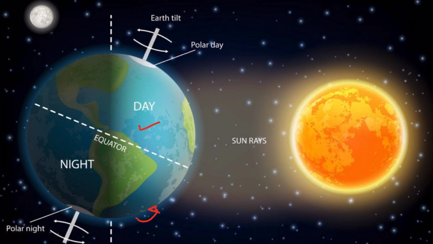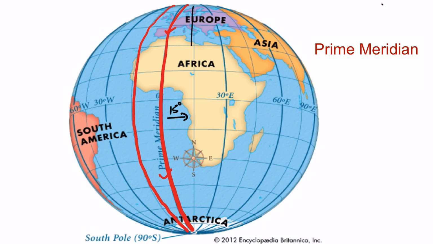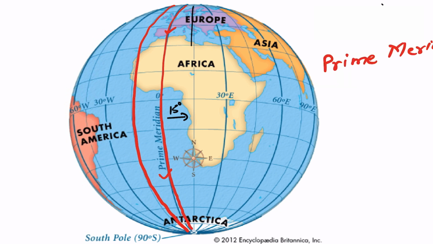So, to make things easier, we have divided the earth into imaginary lines called time zones. To mark these time zones, we use longitudes. These are imaginary lines that run from the north pole to the south pole, and these are called meridians. One such line is called the prime meridian. This prime meridian is taken as a reference point. It passes through Greenwich, London and is considered the 0 degree meridian.